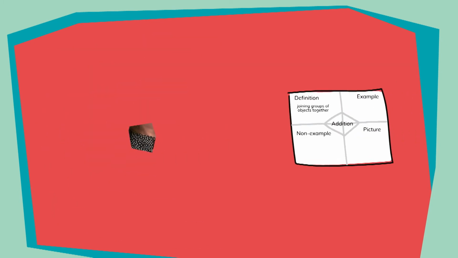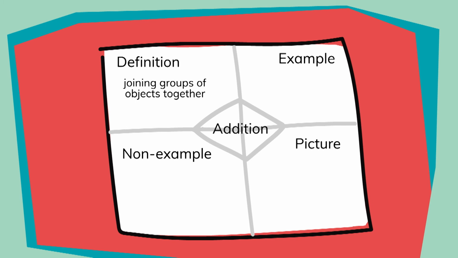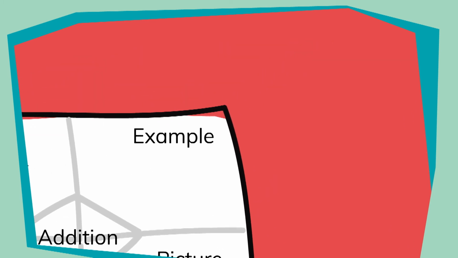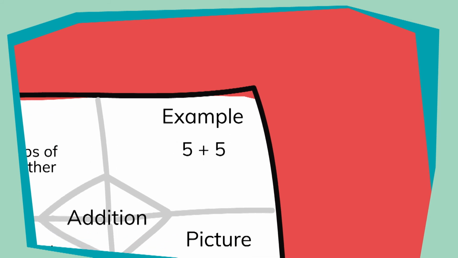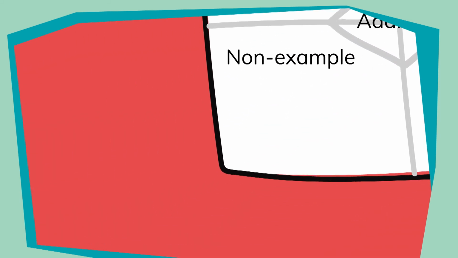Splat and I also want to continue on our Frayer model to show our learning about addition. We want to add an example of what addition is to our paper. You might say an example of addition is 5 plus 5, since this would be an example of adding two groups of 5 together. We'll give you time to add that to your paper. For non-example, or what addition is not, we could write 10 minus 5, since this is subtraction and not addition. Go ahead and add that now.